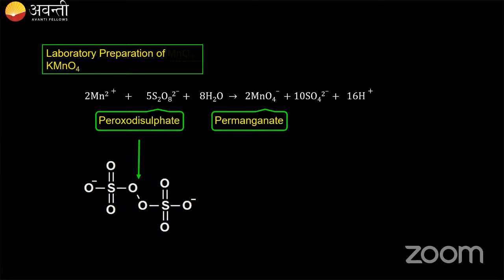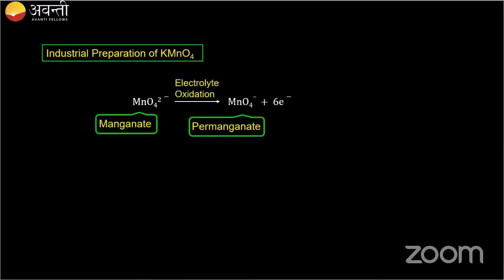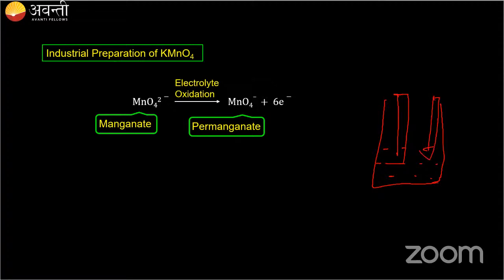The industrial preparation is taking the manganate ion and converting that manganate to permanganate by electrolytic oxidation. You all know what the electrolysis process is, right? In electrolysis, we have a container, a beaker, with some electrolytic solution inside it, and two electrodes dipped inside, one a cathode and the other an anode.